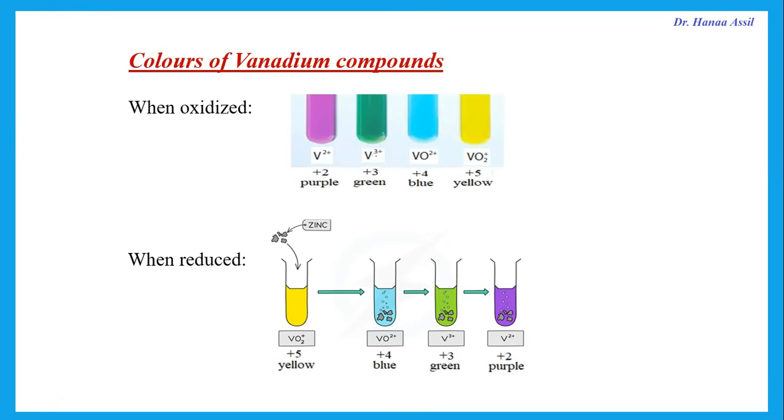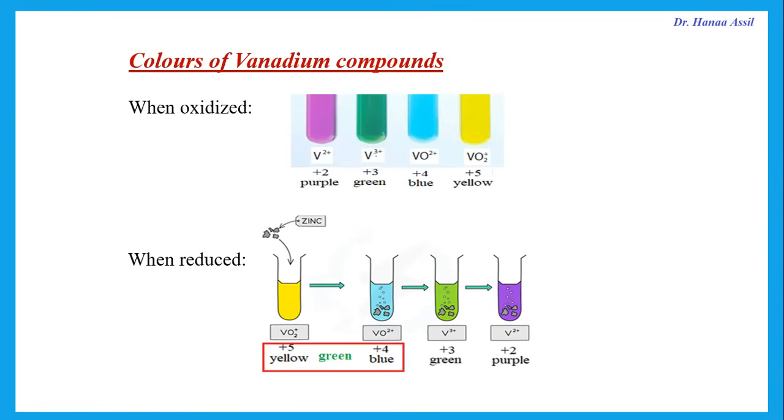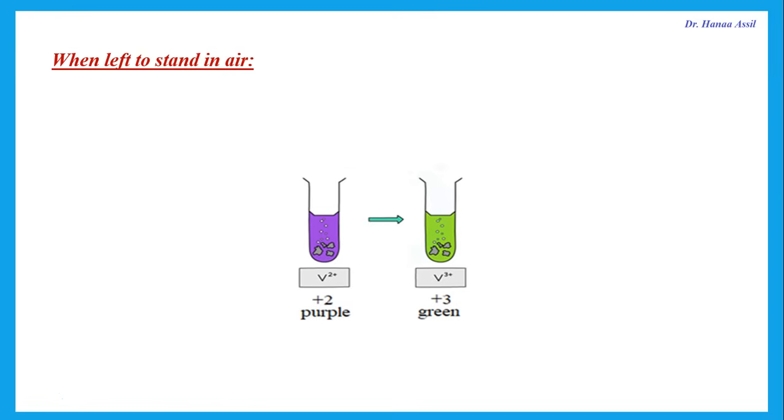So for example, I could start with the +5, which is yellow, and add zinc. In this case, it will be reduced from +5 to +4 to +3 to +2. But remember that if we have a yellow solution and it starts to turn to blue, in between the yellow and the blue we form green. And then it becomes totally blue, and then the green of the 3+, and then the purple of the 2+.